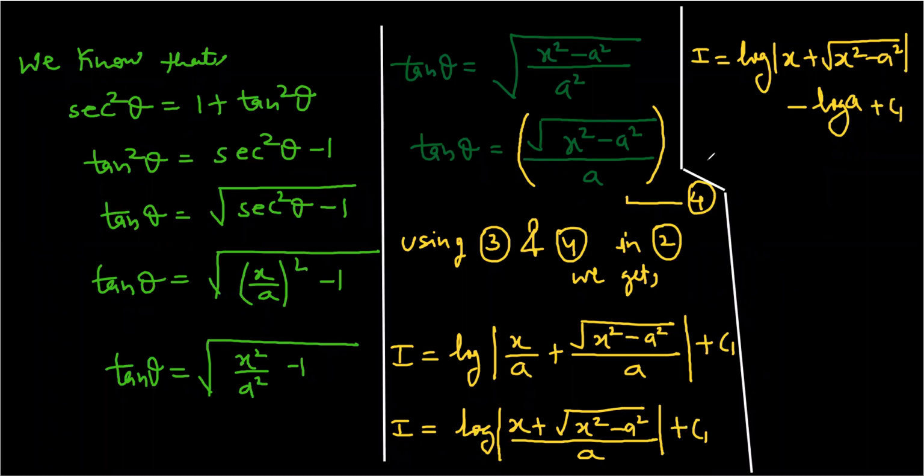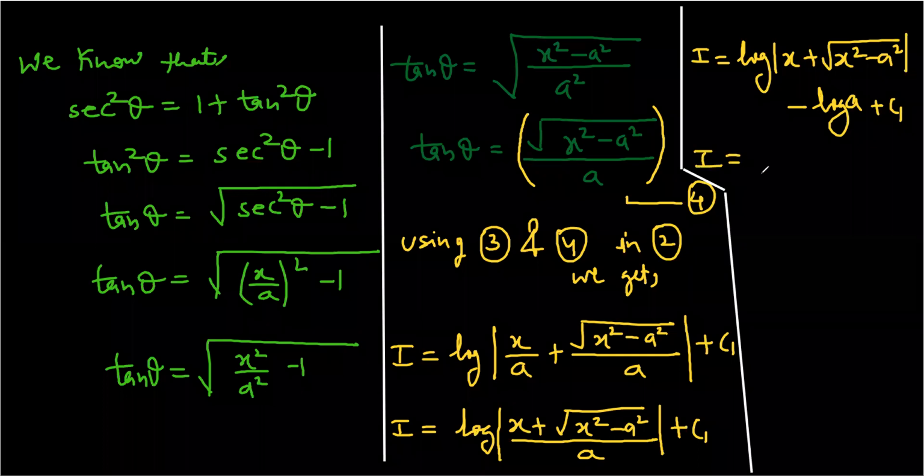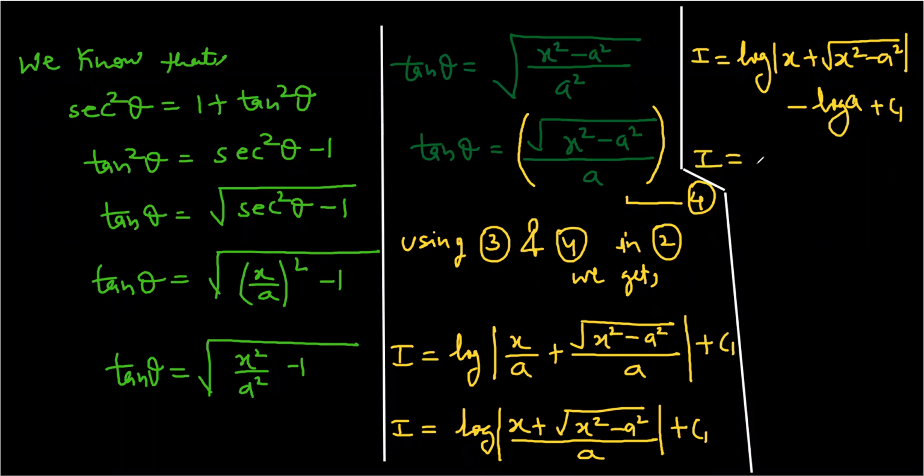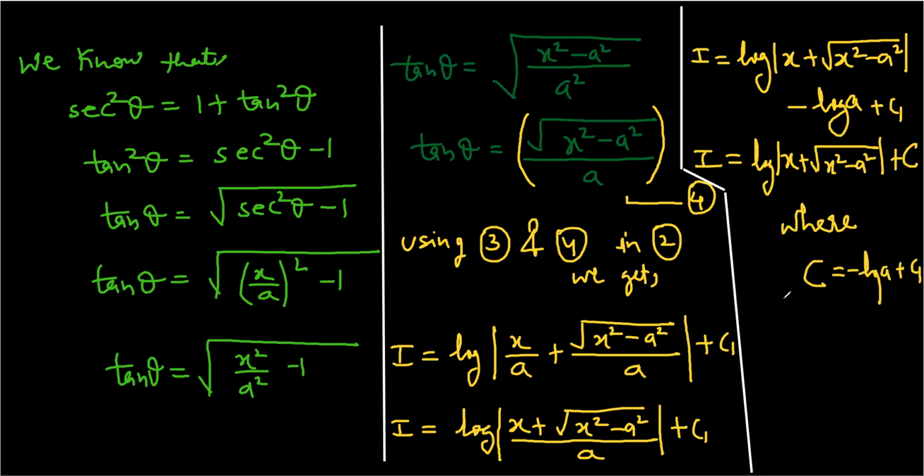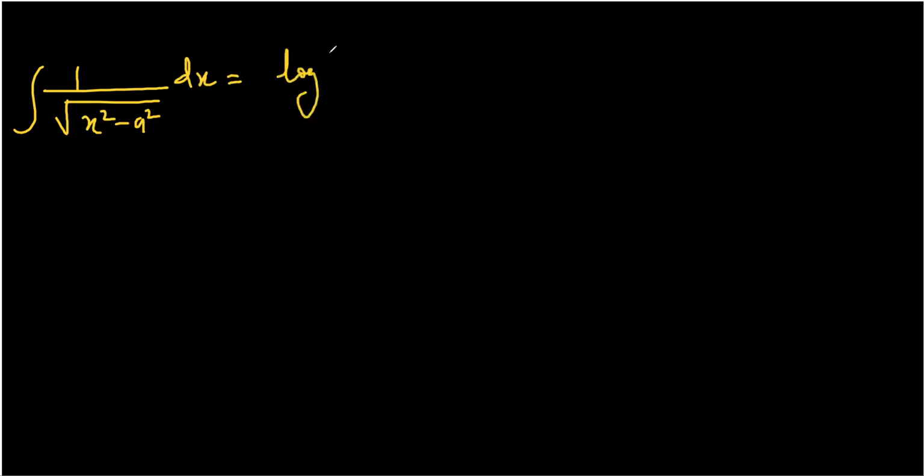In the next step I will substitute it as another constant, because a is a constant, so negative log a is also a constant. So I equals log of x plus square root of x square minus a square plus c, where c is negative log a plus c1. So the integral of 1 upon square root of x square minus a square dx equals log of mod of x plus square root of x square minus a square plus c.